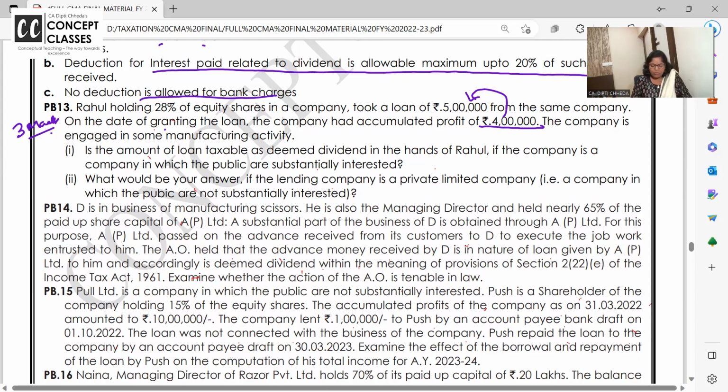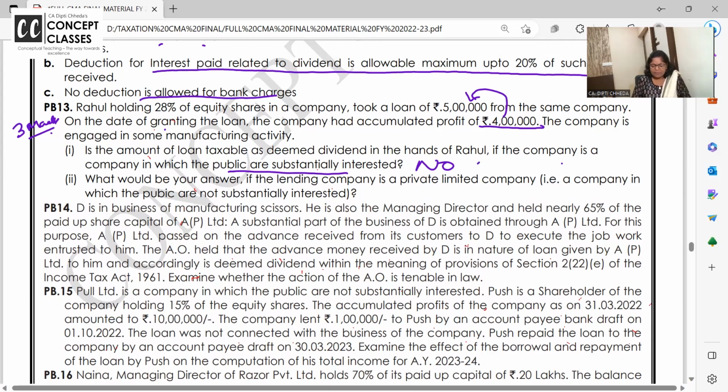Is the amount of loan taxable as deemed dividend in the hands of Rahul if the company is a company in which the public are substantially interested? Yes? Are you all getting? Rahul has taken the loan from a company. Will it be taxable as deemed dividend if the company is a company in which the public is interested? The answer is no. Because this deemed dividend concept is only for the closely held private companies.